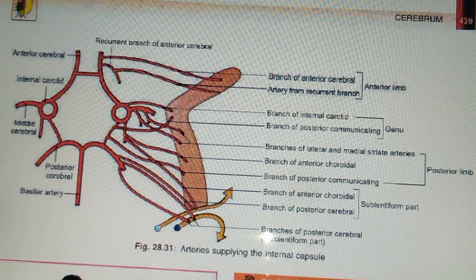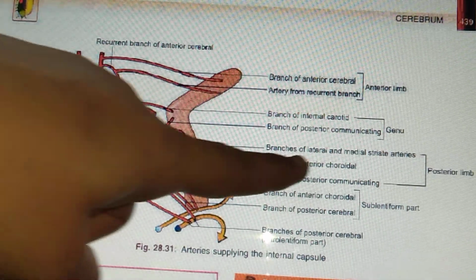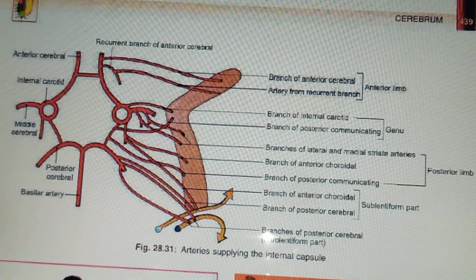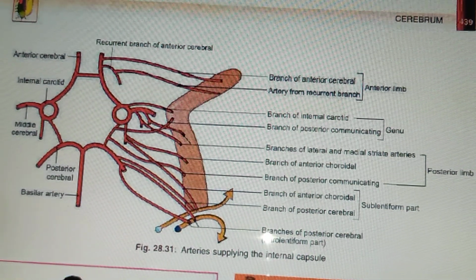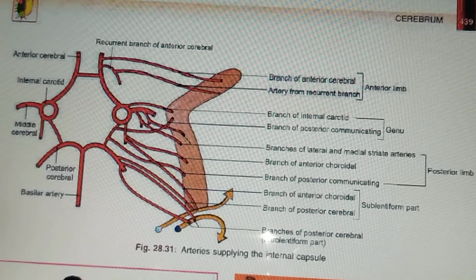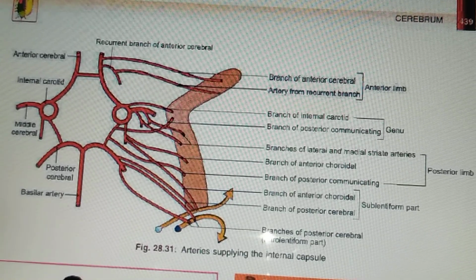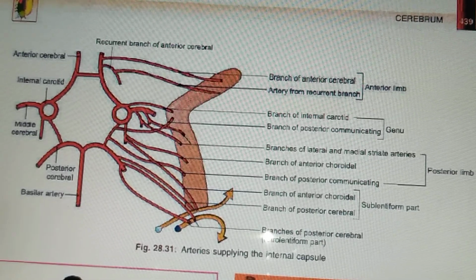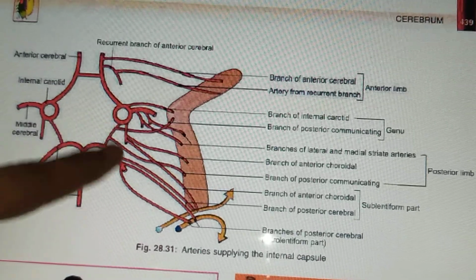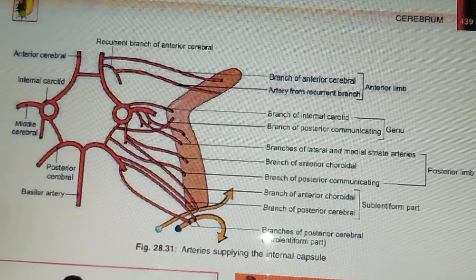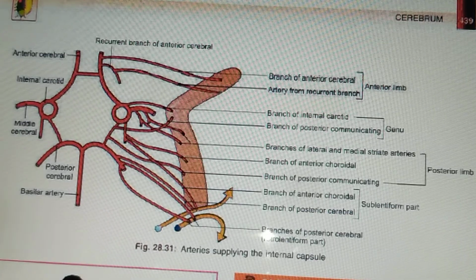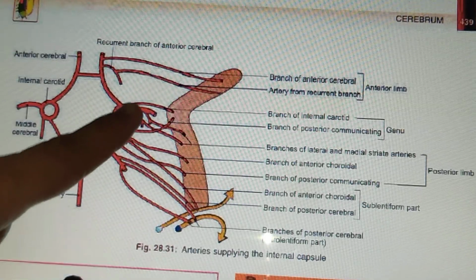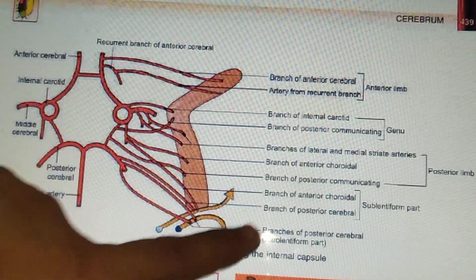Then comes the posterior limb. It is supplied by the branches of the lateral and the medial striate arteries, which are branches of the middle cerebral, and the anterior choroidal arteries. Then the retrolentiform part is supplied by the branches of the posterior cerebral artery. And the last, the sublentiform part, is supplied by the branches of the posterior cerebral and the anterior choroidal.